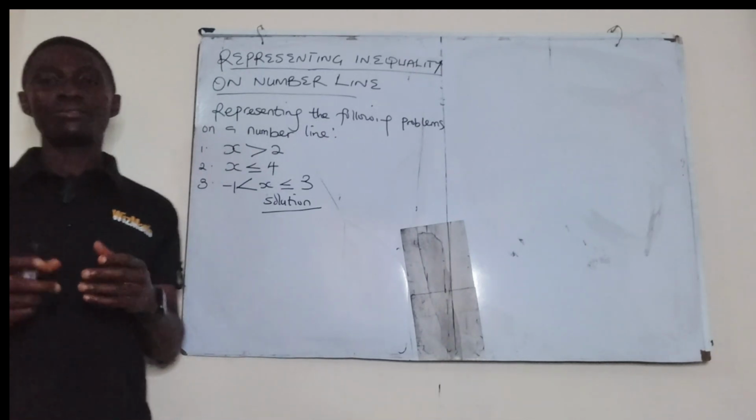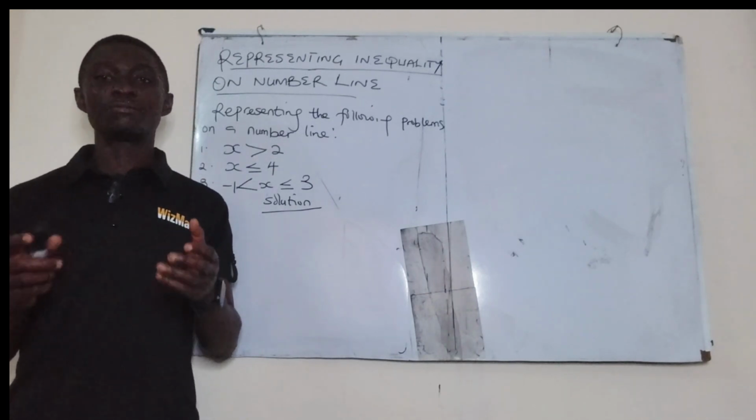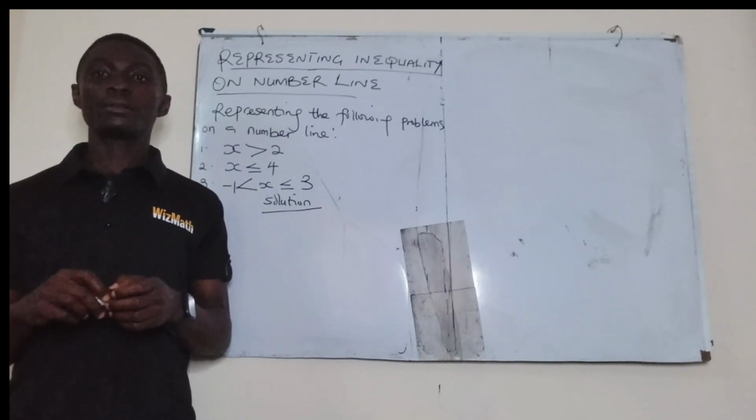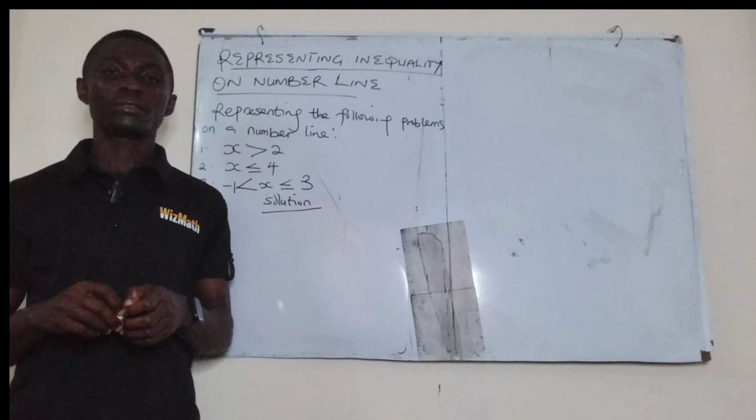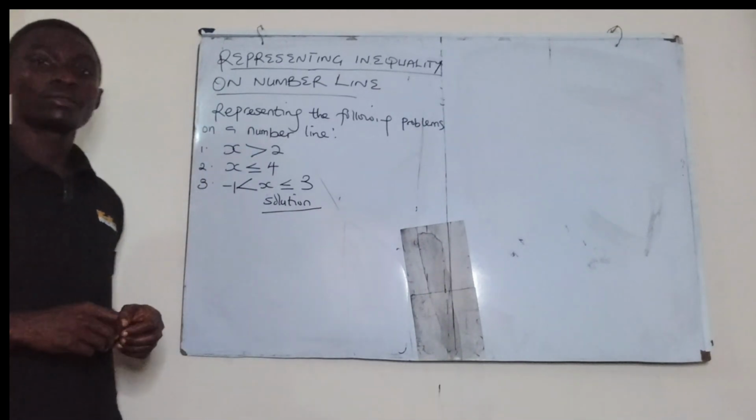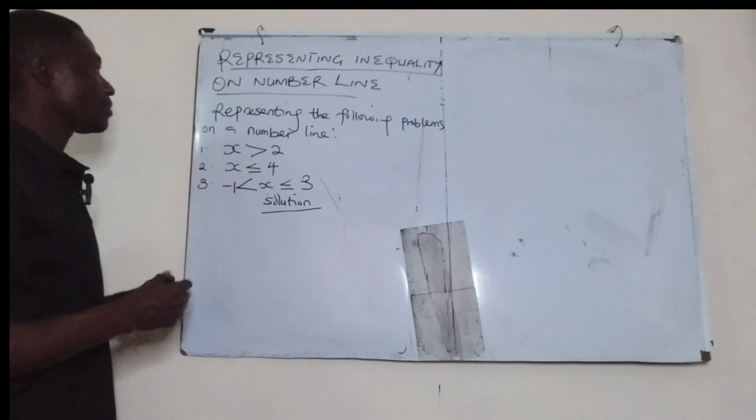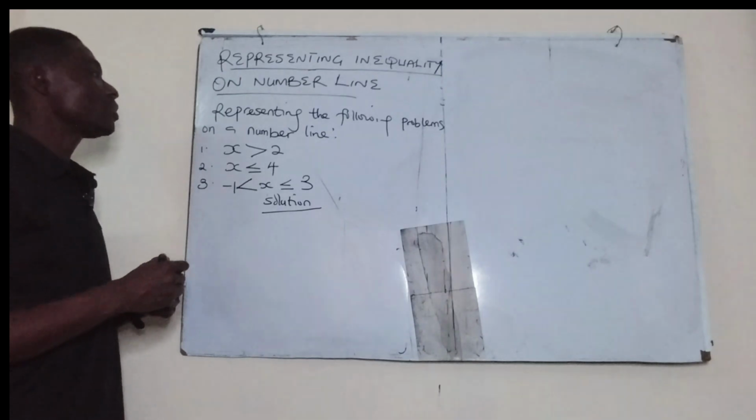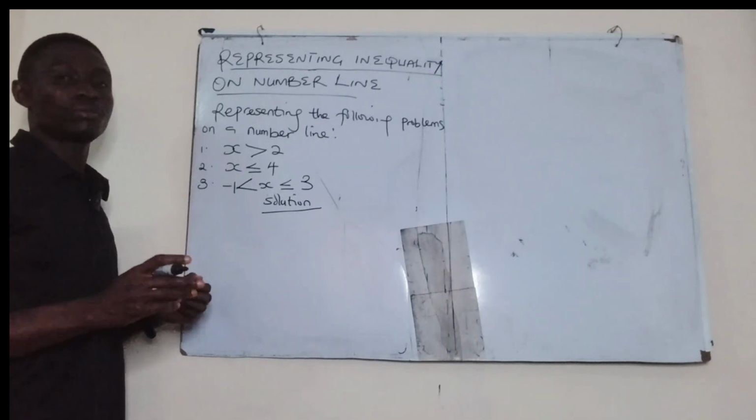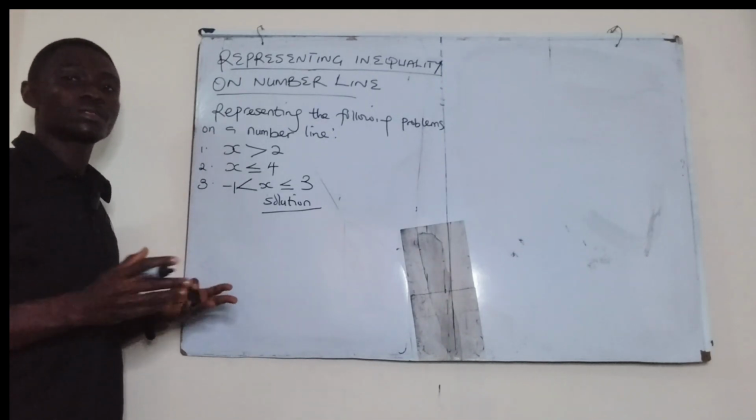Now, I believe you've been practicing what we've been doing so far. And as you do that, of course, you can easily keep track with what we're doing. So here we have been asked to represent the following numbers on a number line. Very simple. Now, the big question is, what's a number line?